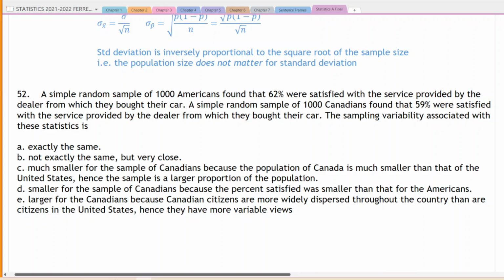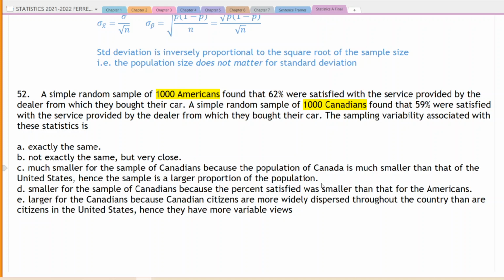We have a random sample of 1,000 Americans found that 62% were satisfied with the service provided by the dealer for their car, and a random sample of 1,000 Canadians found that 59% were satisfied with the service provided by their dealer. So now we're asking about the sampling variability. Keeping in mind what we were just talking about, the sample size of these two is going to play a big part in the sampling variability, or that standard deviation, which is a measure of variability.